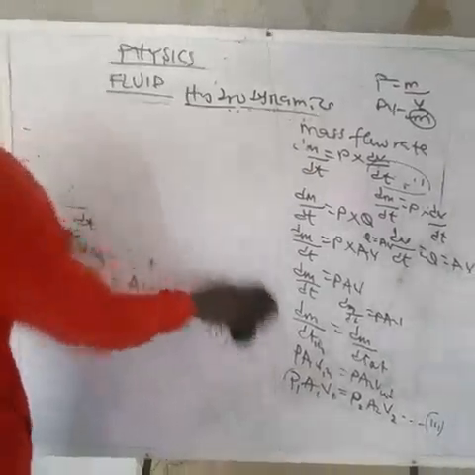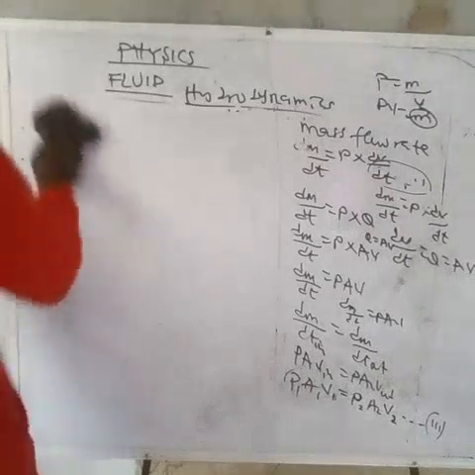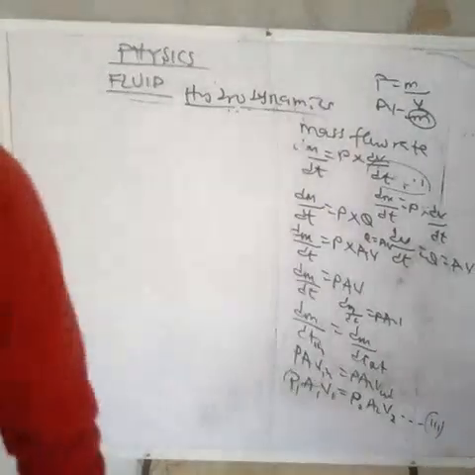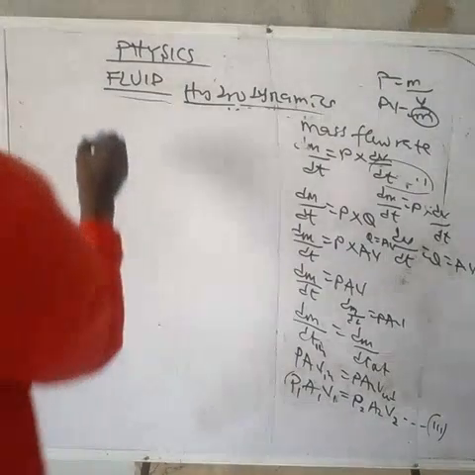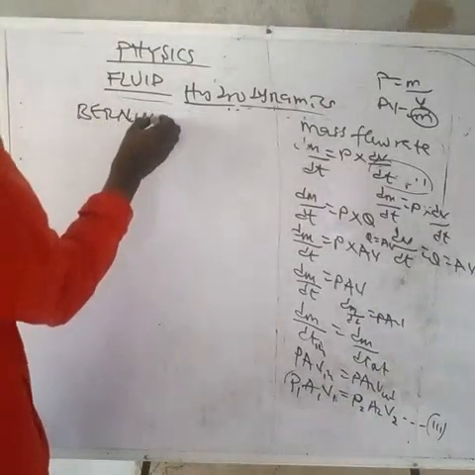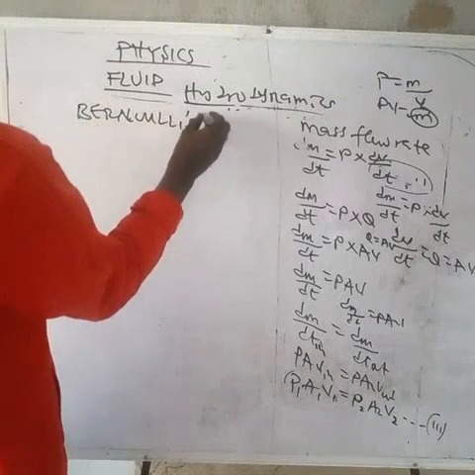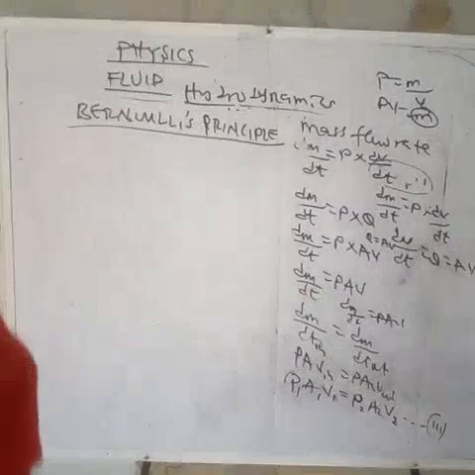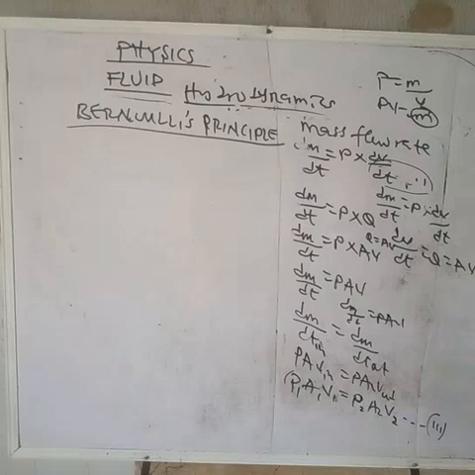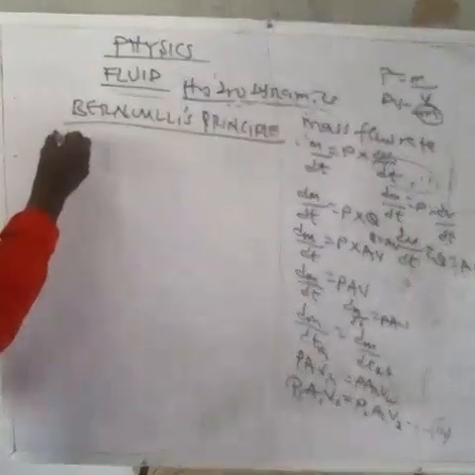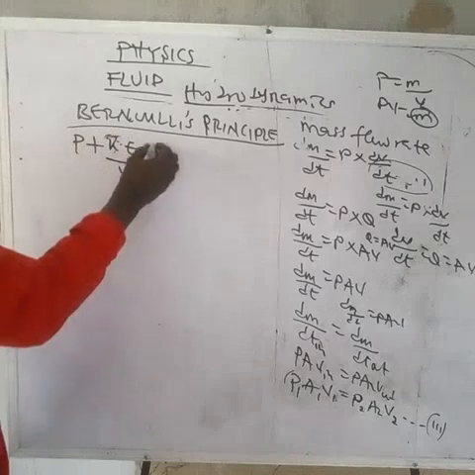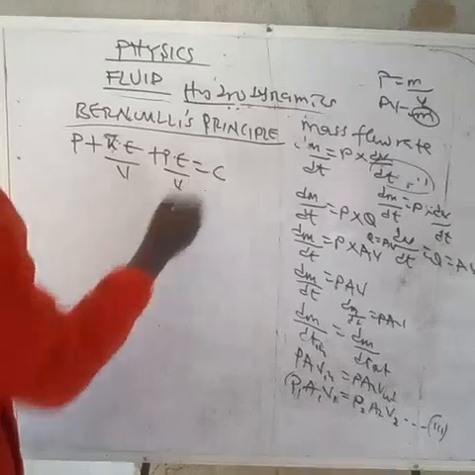Then the second equation is what we call Bernoulli's equation. The idea of Bernoulli's equation is that in an incompressible non-viscous fluid, the pressure plus kinetic energy per volume plus potential energy per volume is constant. That is Bernoulli's equation. So mathematically we have pressure plus kinetic energy per volume plus potential energy per volume is equal to constant.